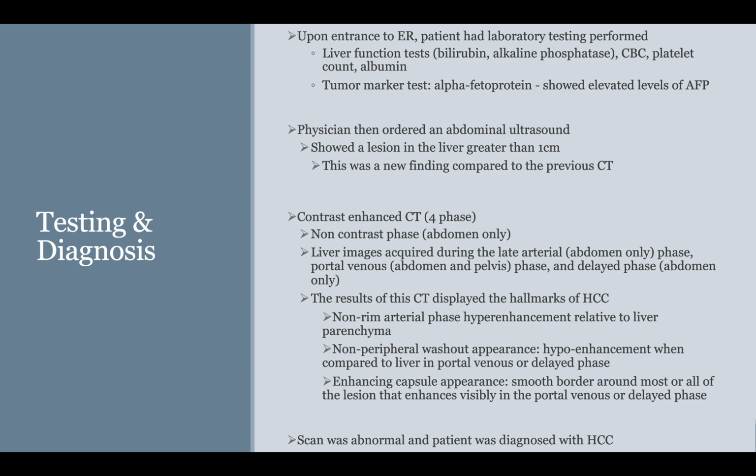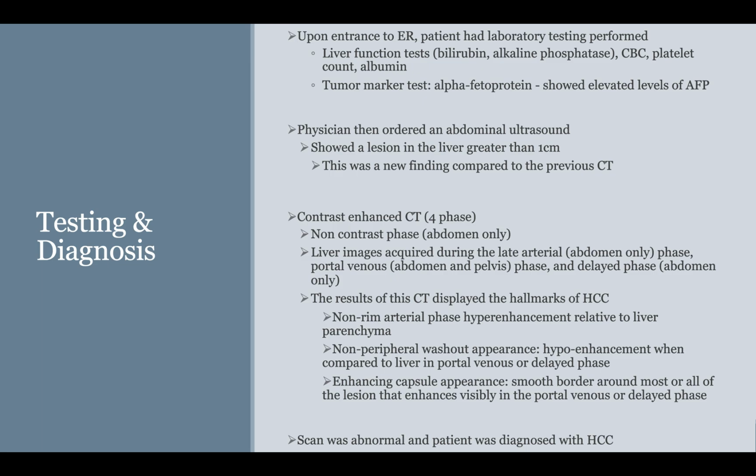So then the physician ordered an abdominal ultrasound, which did show a lesion in the liver greater than 1 centimeter. And this was a new finding compared to the previous CT that the patient had done. Then after the ultrasound, a contrast-enhanced CT tailored for liver lesions was performed, and this was the 4-phase study.